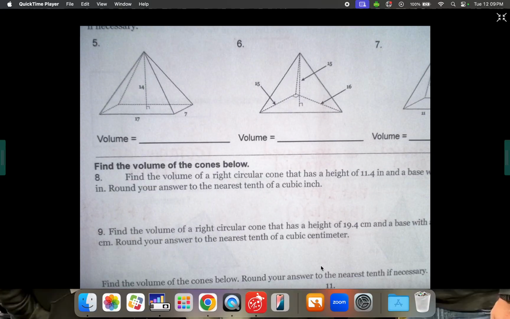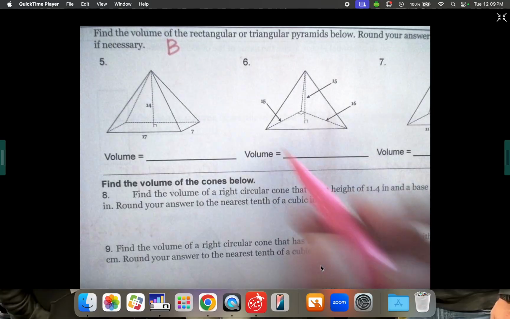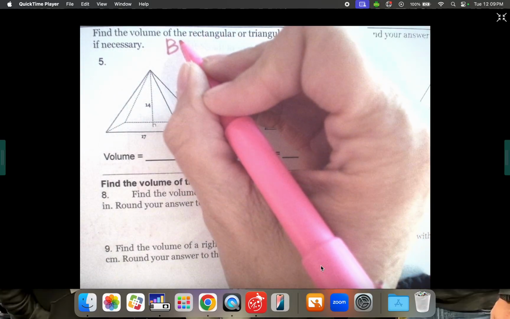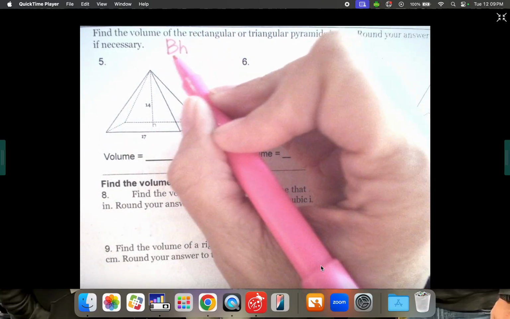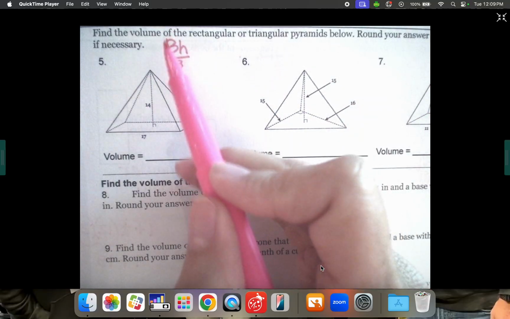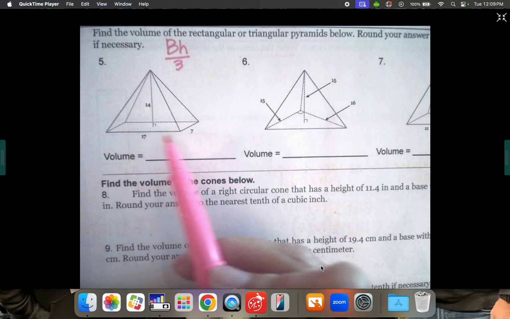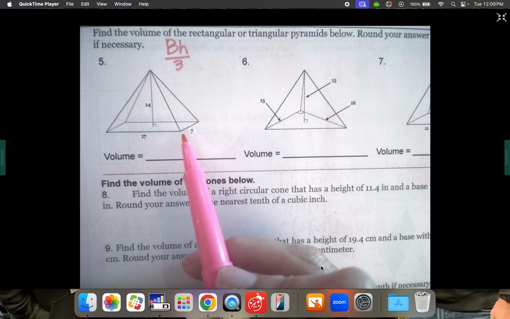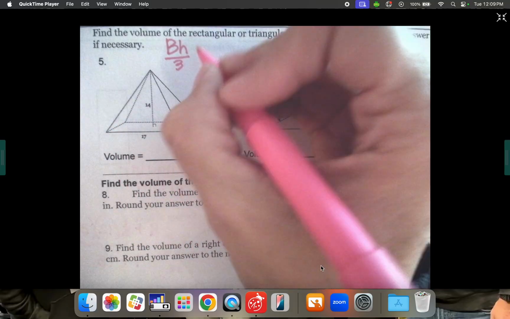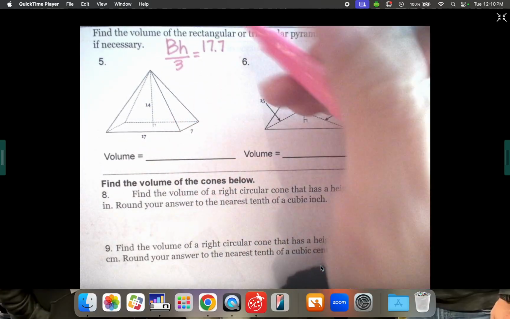Okay, so for volume here, remember it's capital base, which means we got some work to do within that capital base, times height, and then divided by 3 because it goes to a point. So the base is not just 17. It's the base area, which is this whole 17 times 7. So it's going to actually look like 17 times 7. Oh, that looks like 17.7.